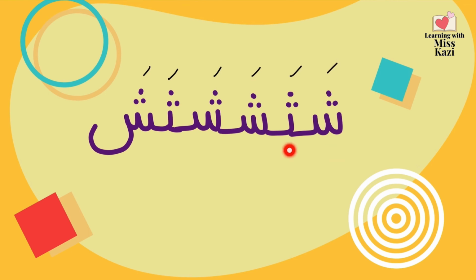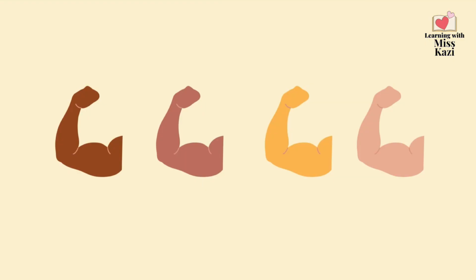Sheen, Tha, Sheen, Tha. Is this a Tha? No, look, it has the teeth of a beaver. So it is Sheen. Sheen with a fatha, sha. Tha, sha. Let's do it again. Sha, tha, sha, sha, tha, sha. Very good. Are you ready to see our next 2 big belly letters?